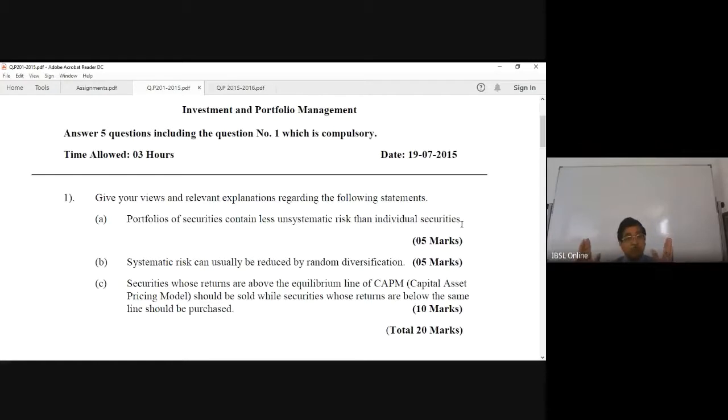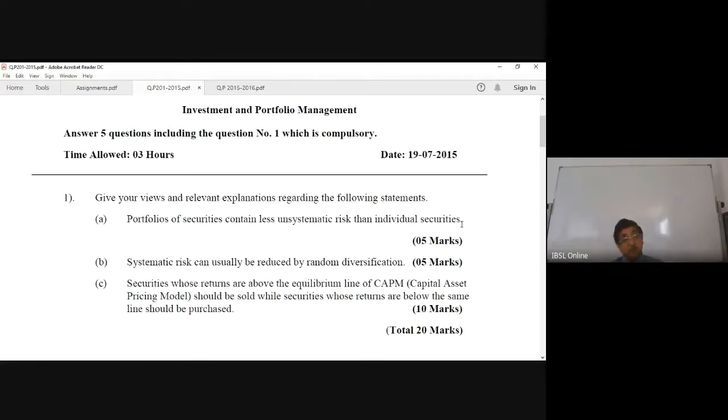Therefore, portfolios of securities contain less unsystematic risk than individual securities, because it is a portfolio. So the statement is correct, because portfolios are constructed with a collection of individual assets, which we call diversification. Through diversification of individual assets, we can reduce the unsystematic risk. Therefore, the statement is correct. That is how the answer should be given. If you put all these aspects into the answer, you will get the full 5 marks. Otherwise, if you just write that this statement is correct, you might get only, say, 2 marks.